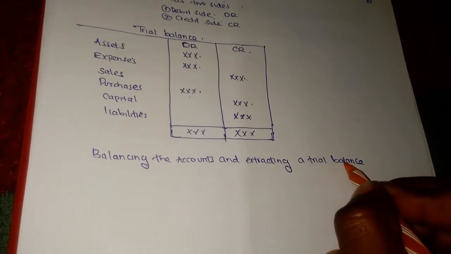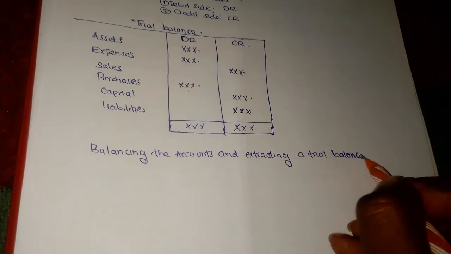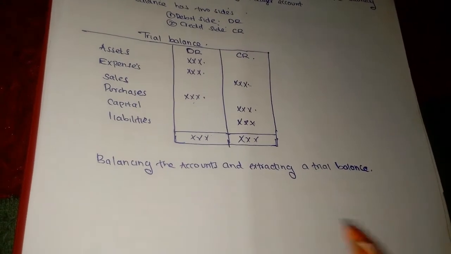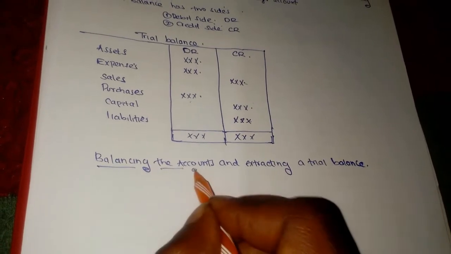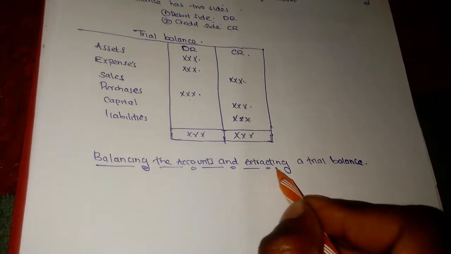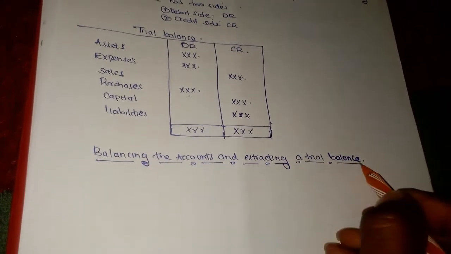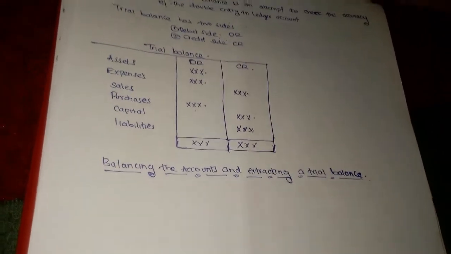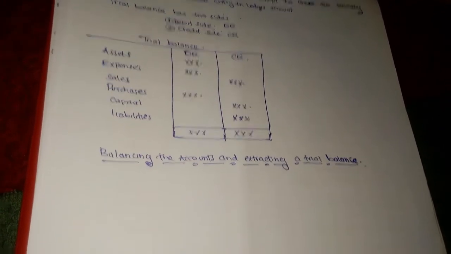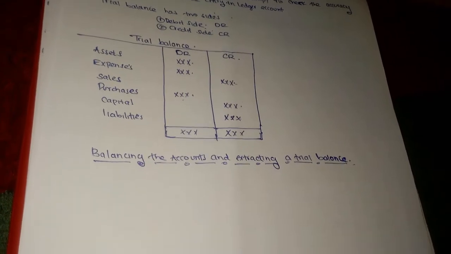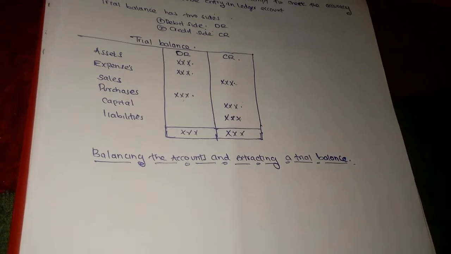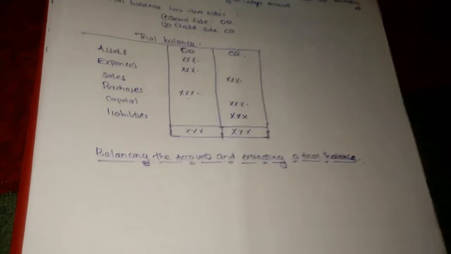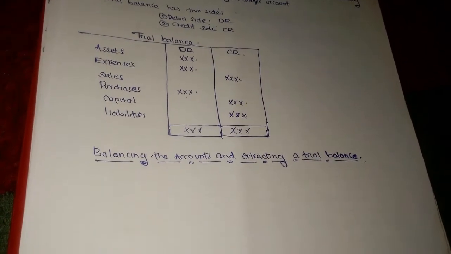Balancing the account and extracting a trial balance, so that you can come up with a part whereby if our trial balance agrees, then we are in a correct place. To make this process simple, the accounts should be balanced off so as to get their balances at the end of the financial period.